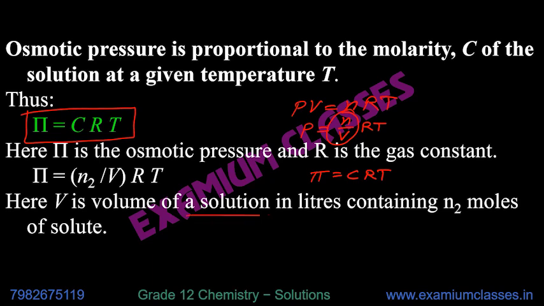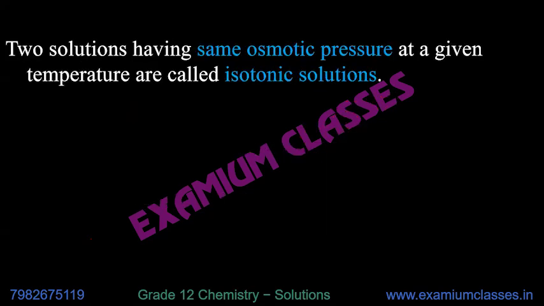V is the volume of the solution in liters, containing n2 moles of solute. Why have we written n2? Because solute is treated as the second part. Two solutions having the same osmotic pressure at a given temperature are called isotonic solutions. If we have two different solutions, but they have the same osmotic pressure, then we call those isotonic solutions. This appears as easy questions in objective type.